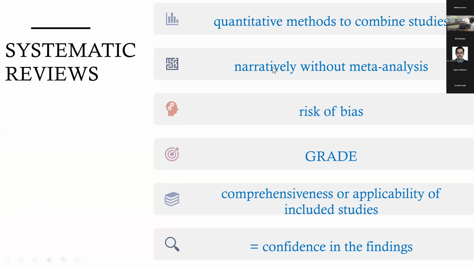So, in a systematic review, we do usually quantitative methods to combine studies. Suppose we say at the end of the study that there are many studies from children, some from adults, some from a geriatric population. We say we do not want to combine them mathematically, we will just describe the different results. So, it could be a narrative review or we can combine them mathematically with the meta-analysis.